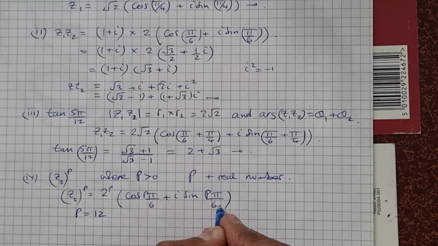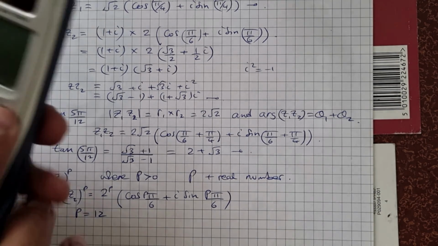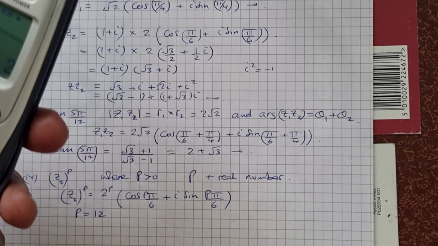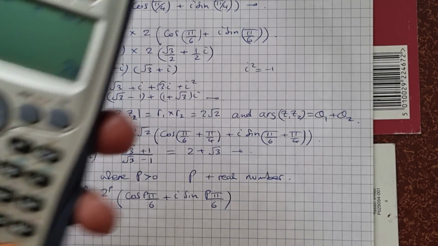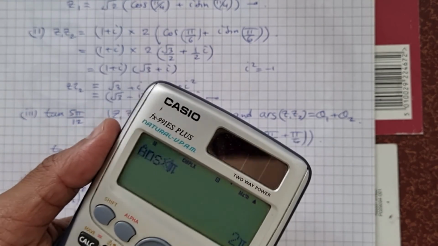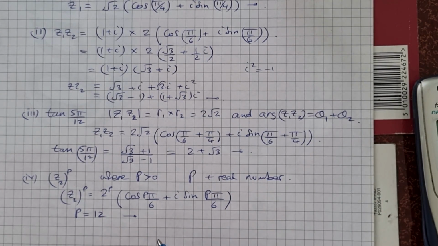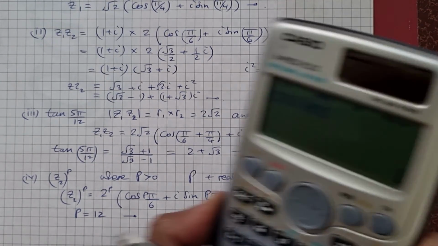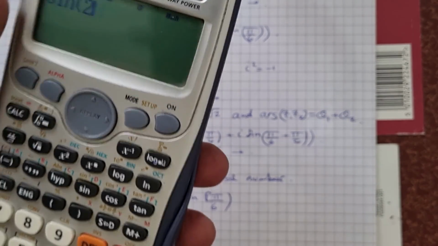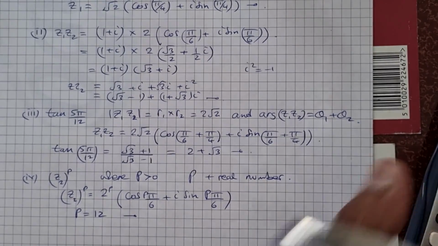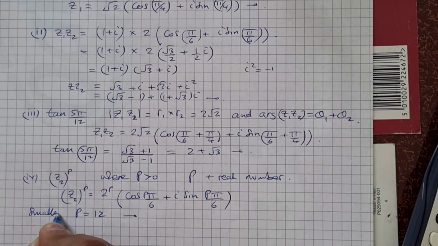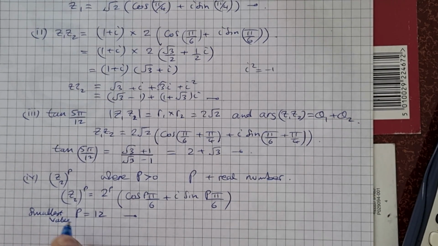Basically, the angle is just one cycle. It cannot go beyond that. So if I were to put 12 divided by 6 multiplied by pi, I would get 2 pi. So the cos of 2 pi is 1. So basically p should be equal to 12. And sine of 2 pi is 0, isn't it? 0. So there we go. So that's the smallest value of p. Take care.